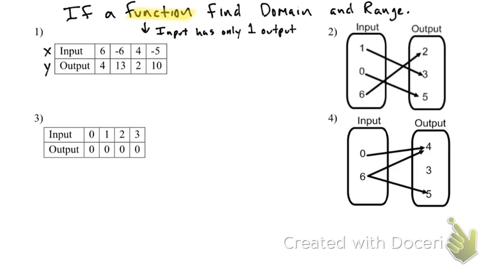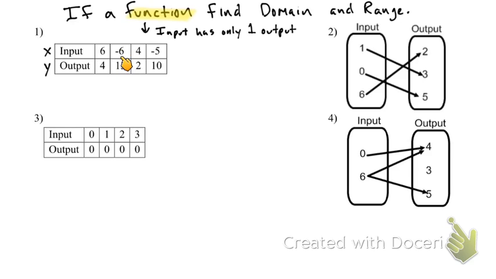For example, 6. The number 6 has only one dance partner, and that is number 4. Okay? When the input only has one dance partner, then that's going to be a function. But we got to check every input. So 6, if you notice, his only dance partner is 4. So we're good there. Now -6 has only one dance partner of 13.